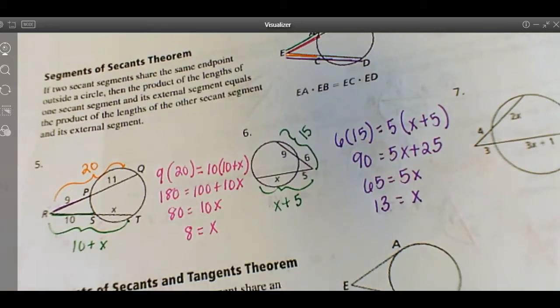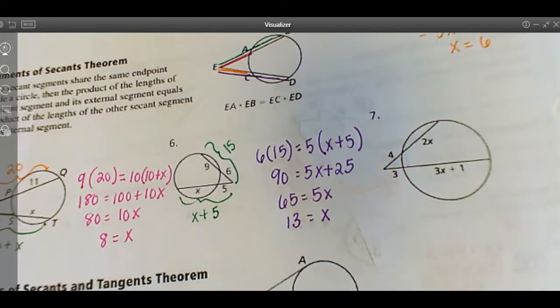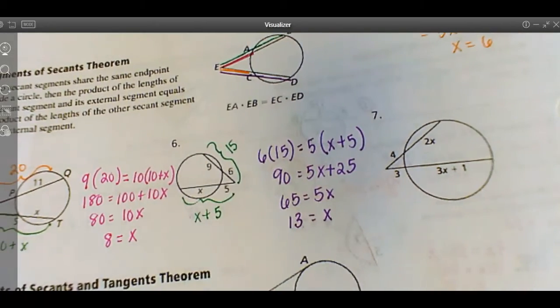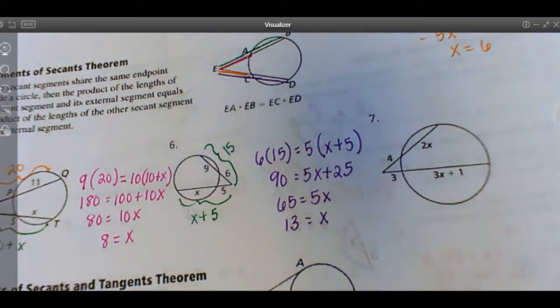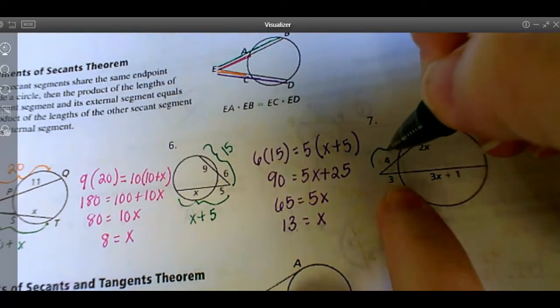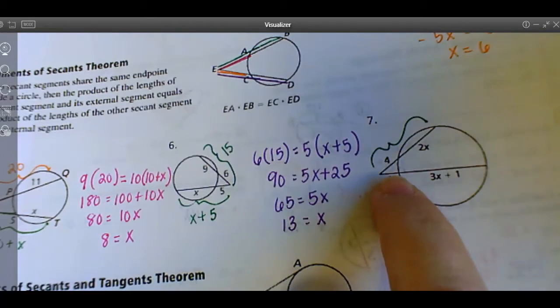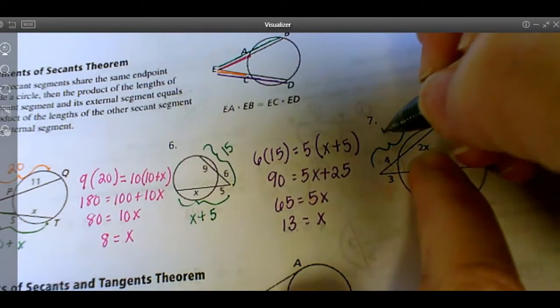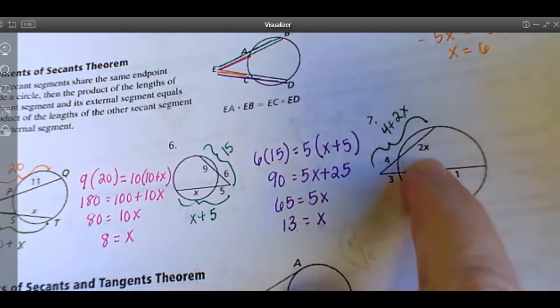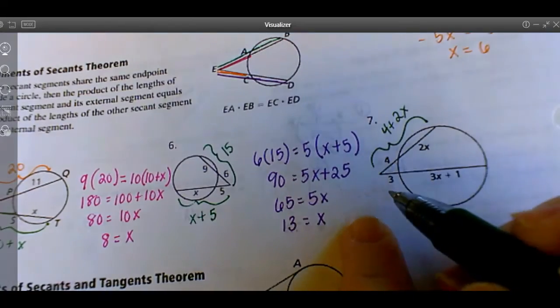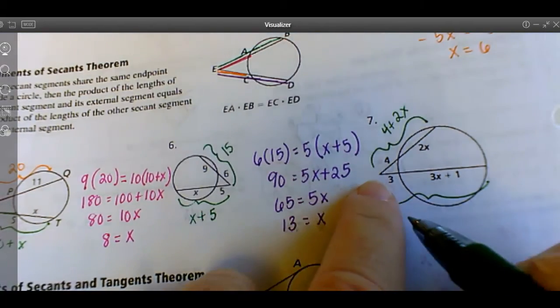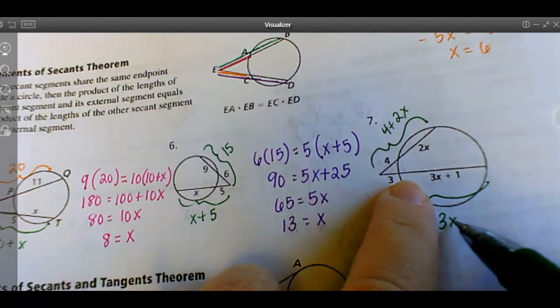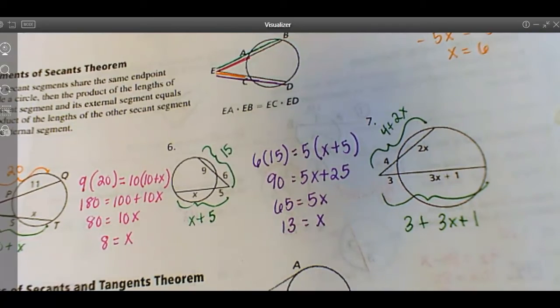Alright, last example of this particular kind. I just want to show you that it does have x's on both sides, so it looks a little bit harder. Same kind of problem. I still want to figure out the whole side. So the whole side is 4 plus 2x. And then I want to figure out the whole side here. 3 plus 3x plus 1.